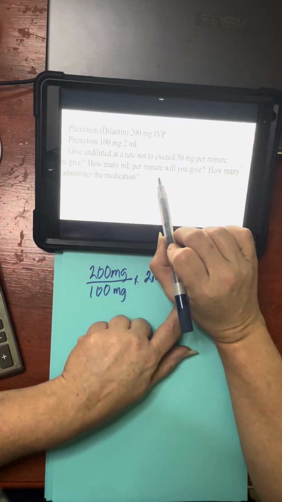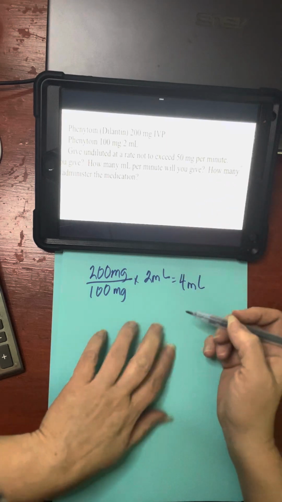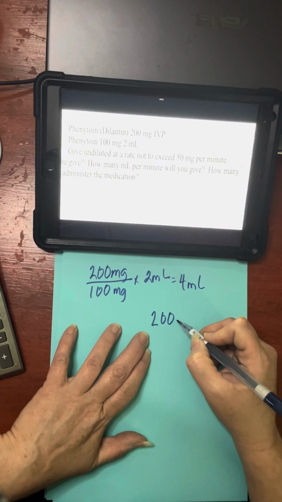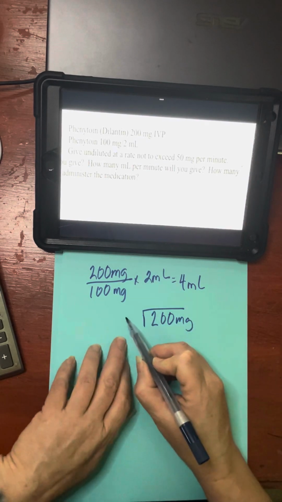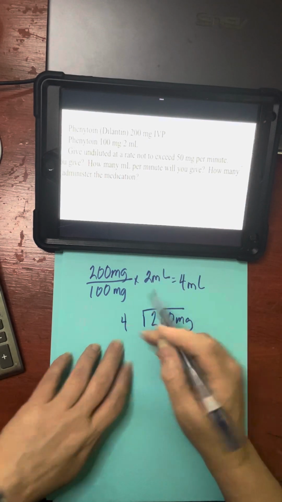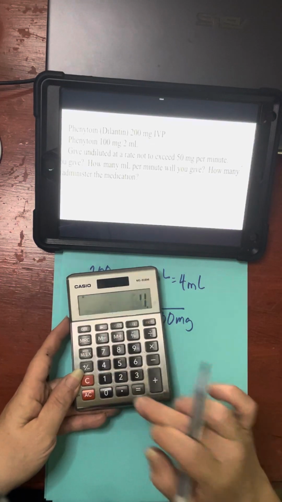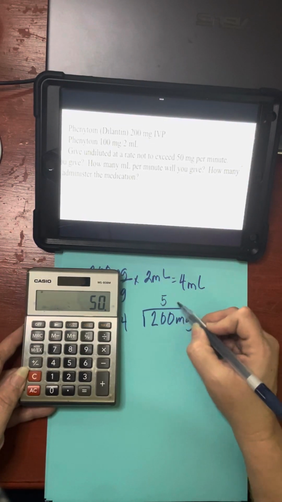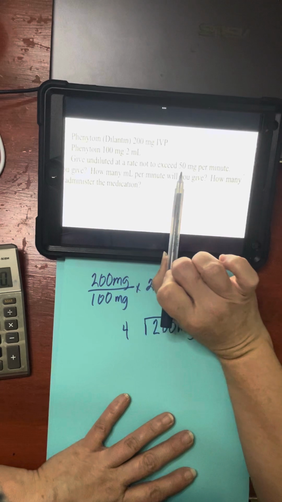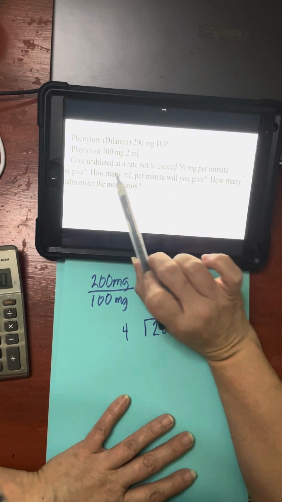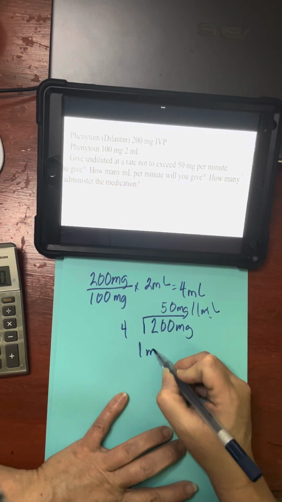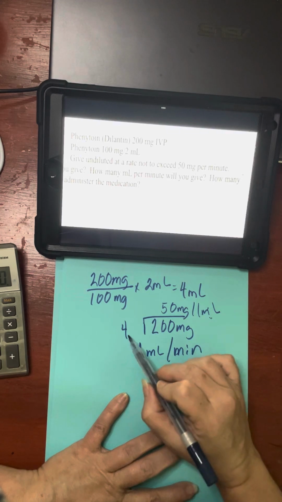How many milliliters per minute will you give? If you have 200 milligrams in 4 milliliters, you can divide it by 4 to find out how many milligrams is in 1 milliliter. And so we'll do 200 divided by 4 equals, there's 50 milligrams per 1 mL. And so we have to give it at a rate not to exceed 50 milligrams a minute. So how many milliliters per minute are you gonna give? I'm gonna give 1 milliliter a minute. 1 milliliter per minute, and I have 4 total.